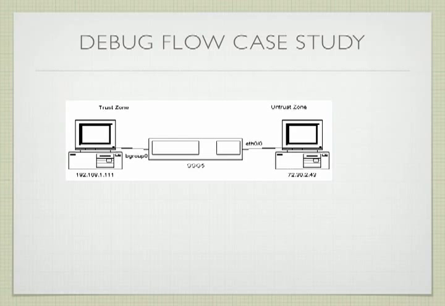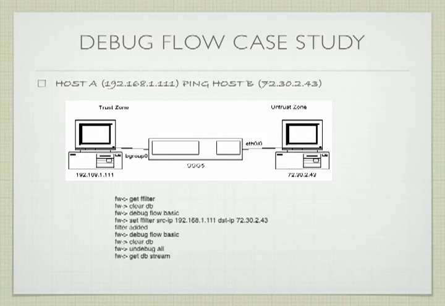Here we have a basic untrust situation with a computer in the trust zone, 192.168.1.111, going to a computer in the untrust zone, 72.30.2.43. So we would do our get f filter, and there's nothing there, so we're good. We clear the DB. We set up debug flow basic. We will create our flow filter.